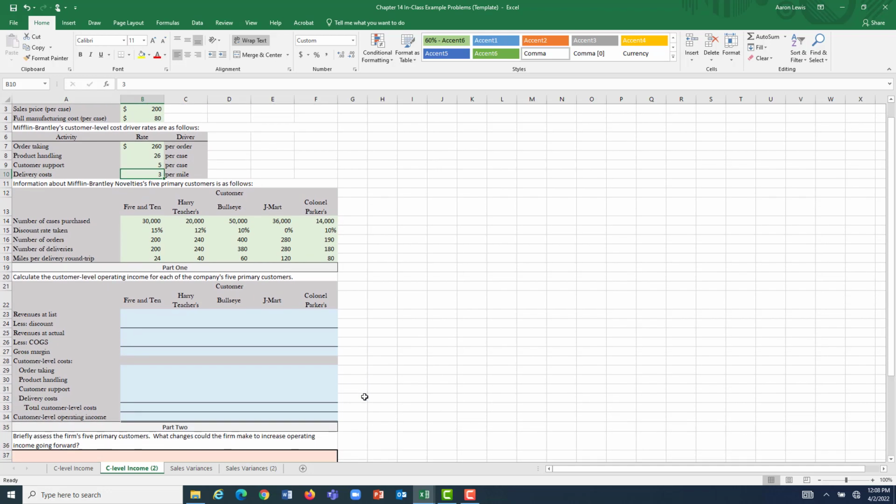To figure out what one of our customers, for the lack of a better term, are our best customers, let's figure out how much each customer contributes towards operating income. And we're going to do this by making essentially an income statement, but breaking it down customer by customer. And the first thing we have is revenues at list. This is the amount of revenues we would have generated if we didn't offer any discounts to customers and they had to pay our full list price.